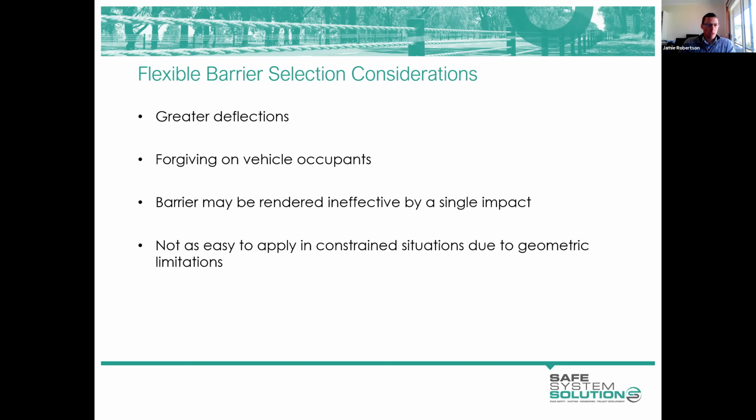And the bottom dot point there particularly applies to wire rope again. It is the most difficult system to apply in constrained locations, and that's because of its minimum length requirements. We'll talk a bit more about that shortly. And also some limitations on the way it can be curved, both horizontally and vertically.